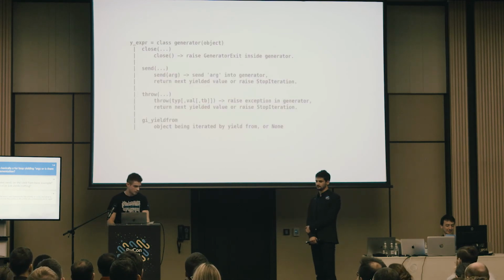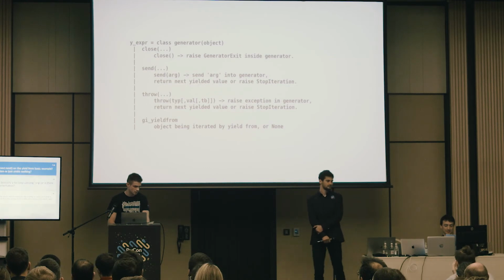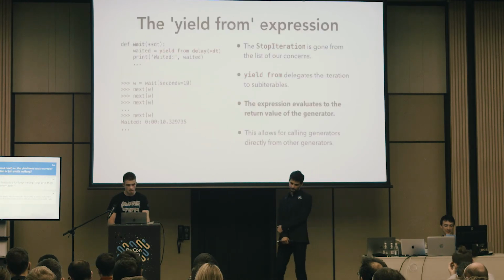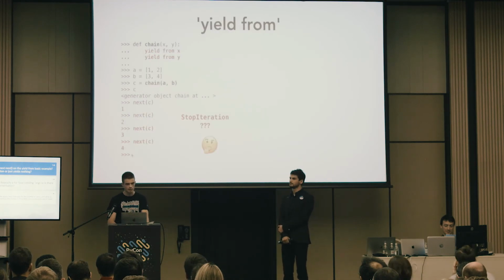What happens on the next on the yield from basic example? Does it raise stop iteration or just yield? If I call next again down here, you raise stop iteration from the chain because it's a generator and I'm not handling that in any other way. So naturally, stop iteration again.